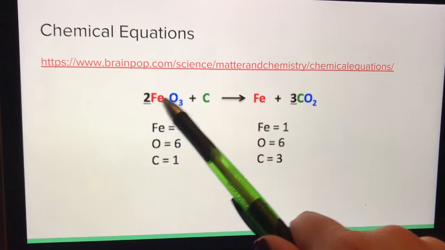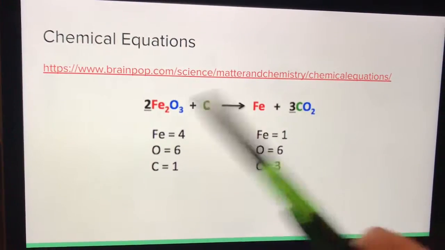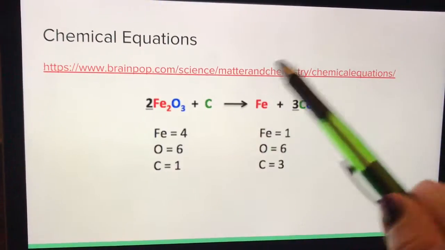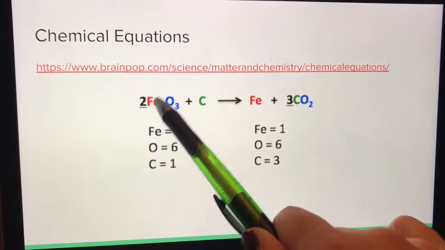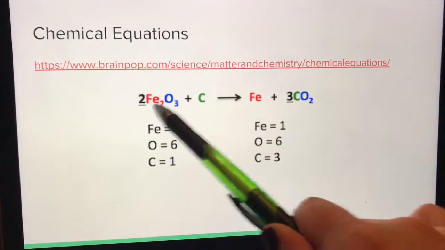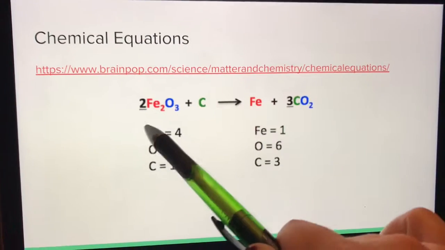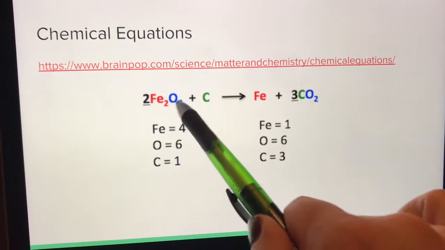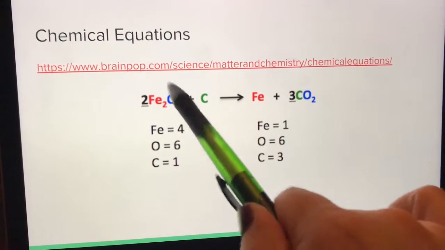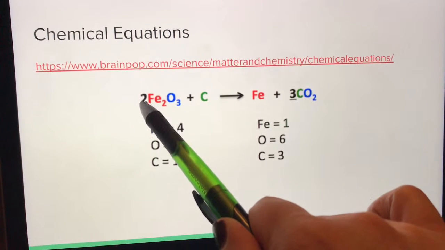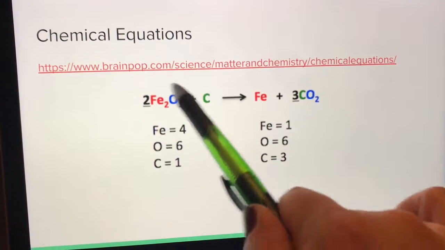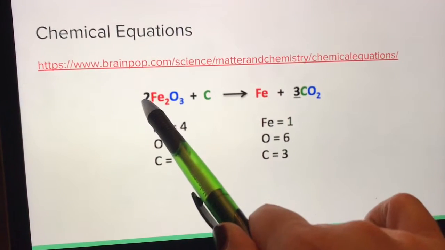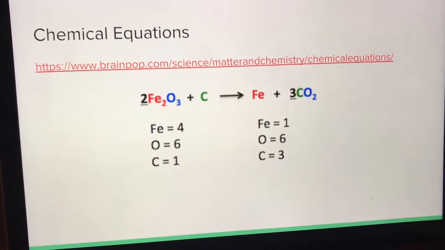So I've highlighted these different elements in different colors, right? And really the idea is we want this side to have the same number of atoms as this side. So Fe is iron, O is oxygen, and C is carbon. They are the same colors on this side, whatever element they are. So these subscripts go with Fe and oxygen, right? But I'm going to multiply with this 2 coefficient. So it is saying I have 2 of these molecules. So 2 times 2 is 4 iron atoms, and 2 times 3 is 6 oxygen atoms.